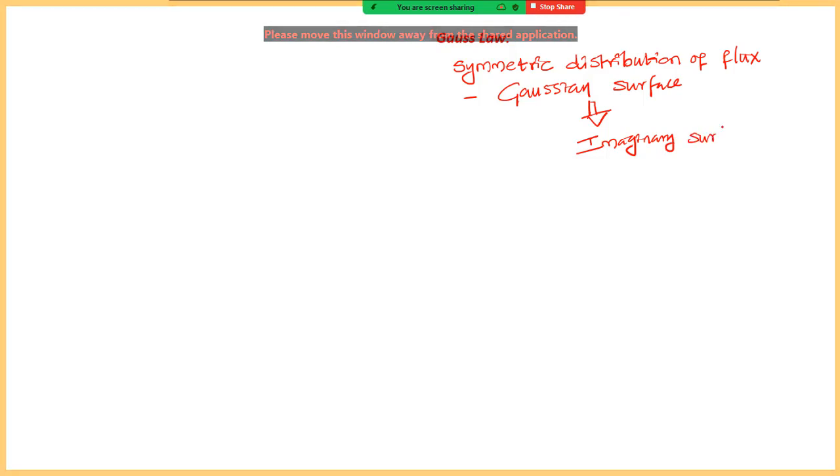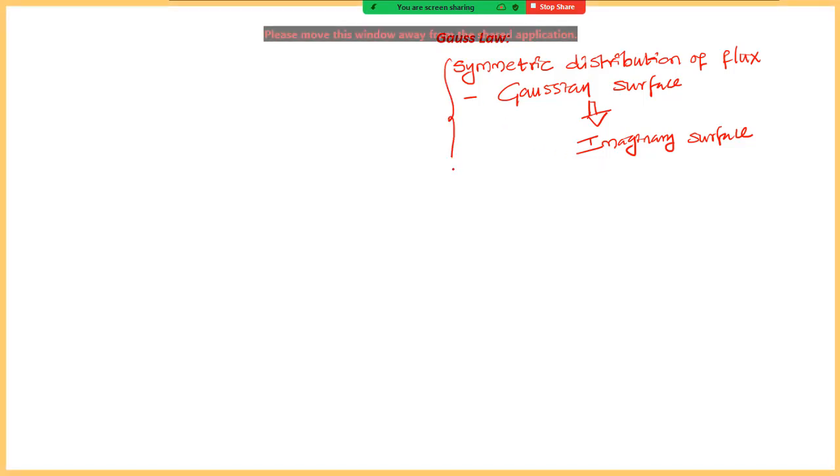Gaussian surface is actually not a physical surface. It is an imaginary surface. We are considering that one. We have to select this imaginary surface in such a way that the flux lines are going through this particular surface symmetrically. That is the condition. So if you follow this and apply the Gauss law, calculation of electric field intensity is very easy. We are going to see that one.